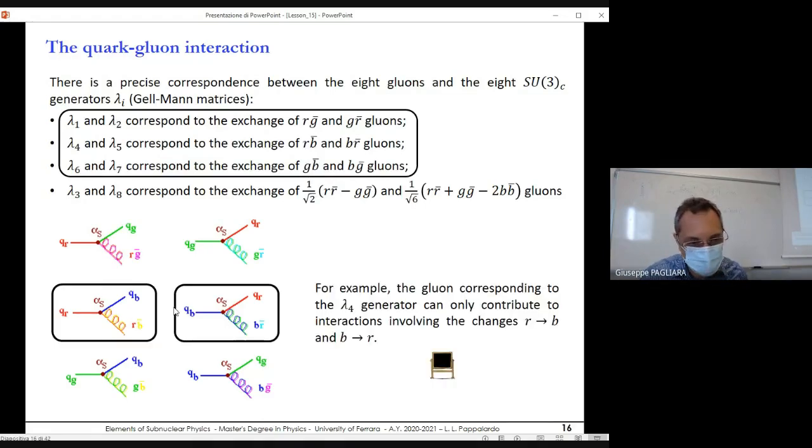Let me just focus on these two examples here. So this example where the red anti-blue and blue anti-red gluons are exchanged. What I want to say here is that the gluon corresponding to lambda 4, so this one here, can only contribute to these two possible exchanges, so red to blue and blue to red. And let me show this on the blackboard.